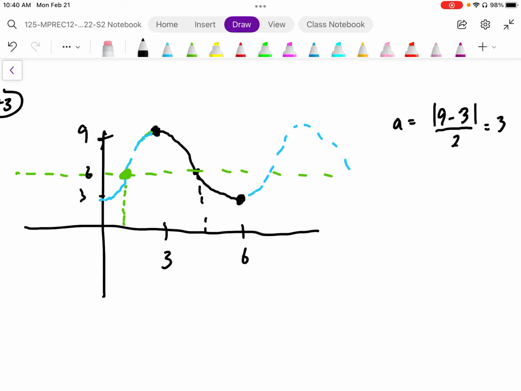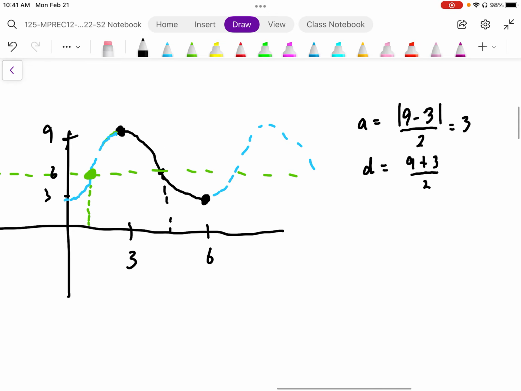So the vertical displacement of 6 we can find as well from the graph. We can also find that as a position. It's an average position of the high point and the low point. So the average, we add them together, divide by 2, and we get a displacement of plus 6. Okay, so the position is at plus 6.